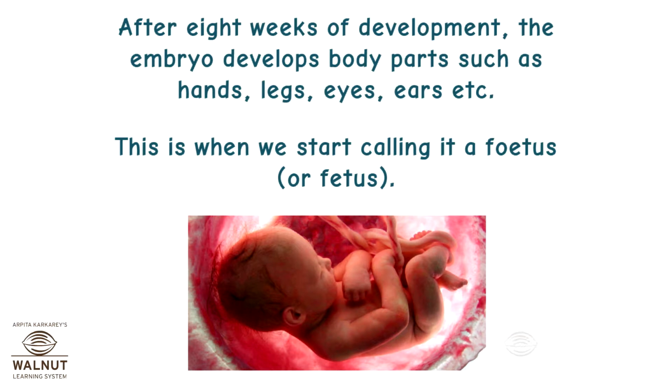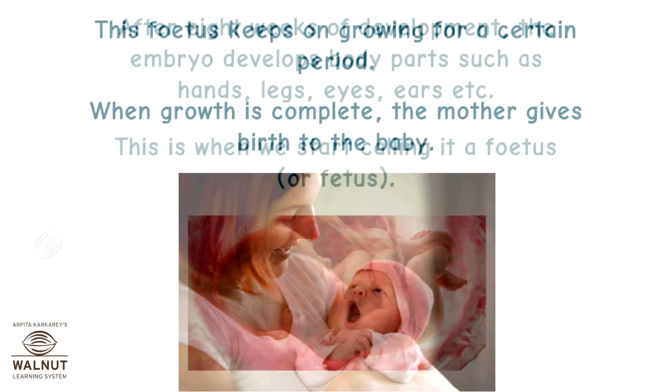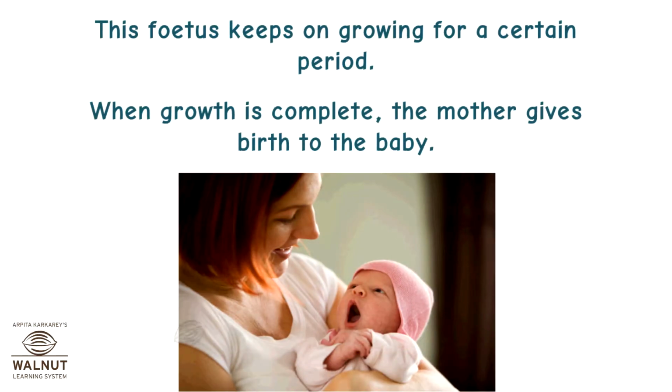After 8 weeks of development, the embryo develops body parts such as hands, legs, eyes, ears, etc. This is when we start calling it a fetus. This fetus keeps on growing for a certain period. When growth is complete, the mother gives birth to the baby.